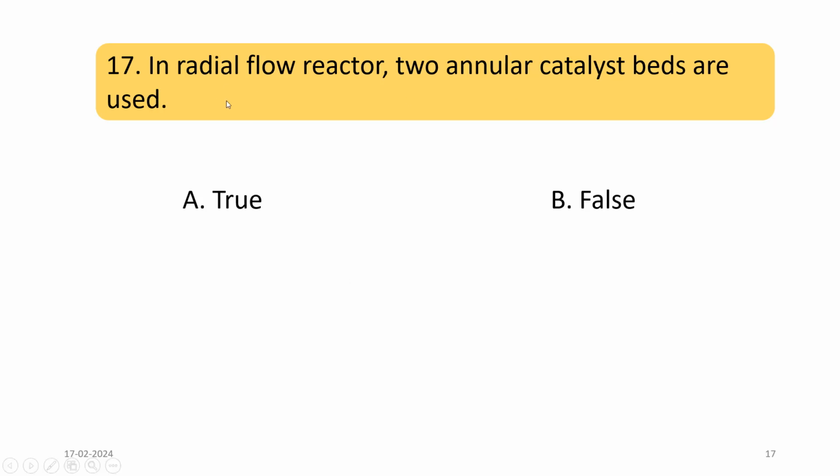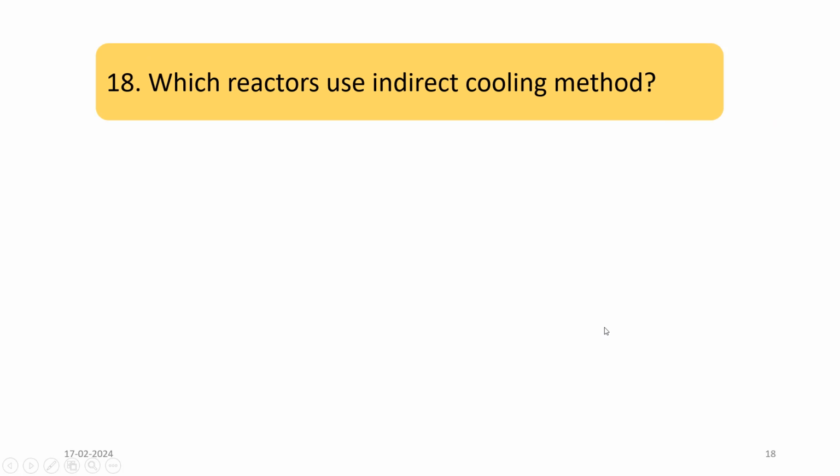So here the answer will be true. In radial type flow reactor, two annular catalyst beds are used. Okay, so next is, which reactors use indirect cooling methods?